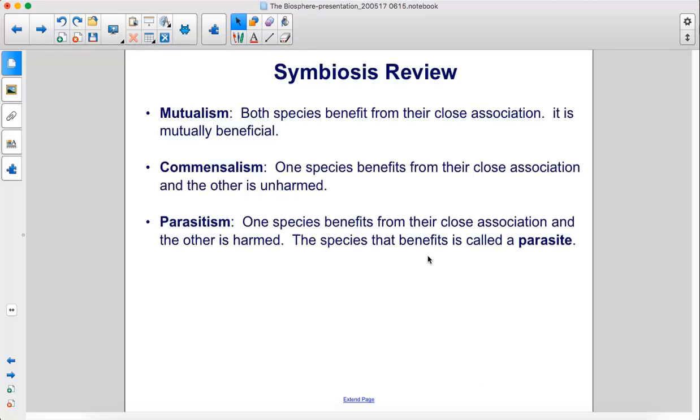Symbiosis. Mutualism. Both species benefit from their close association. It is mutually beneficial. Commensalism. One species benefits from their close association and the other is unharmed. Parasitism. One species benefits from their close association and the other is harmed. The species that benefits is called a parasite.